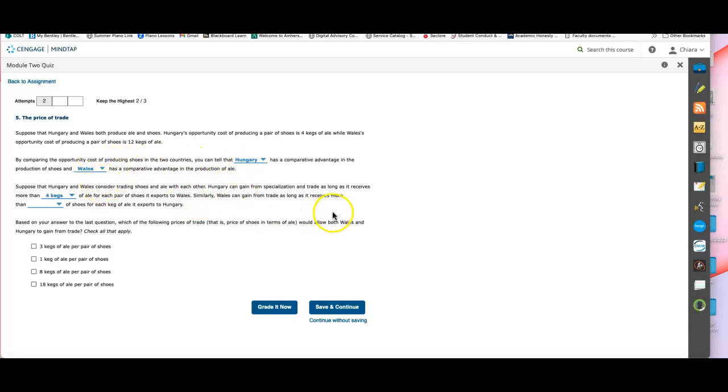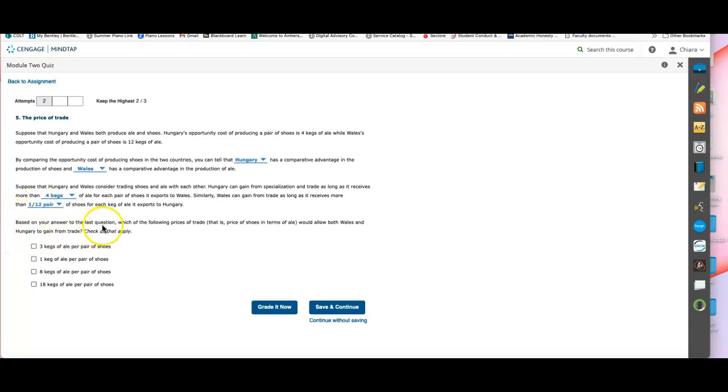Similarly, Wales needs to receive more than how many shoes? So the opportunity cost for Wales is 1/12, right? Each keg of ale is 1/12 of a shoe, so it needs to receive more than 1/12 pair of shoes for each keg of ale it exports to Hungary. Now here comes the tricky part, and I don't want you to get too lost. I want you to forget the answers you gave here, that is 4 and 1/12 of a pair.